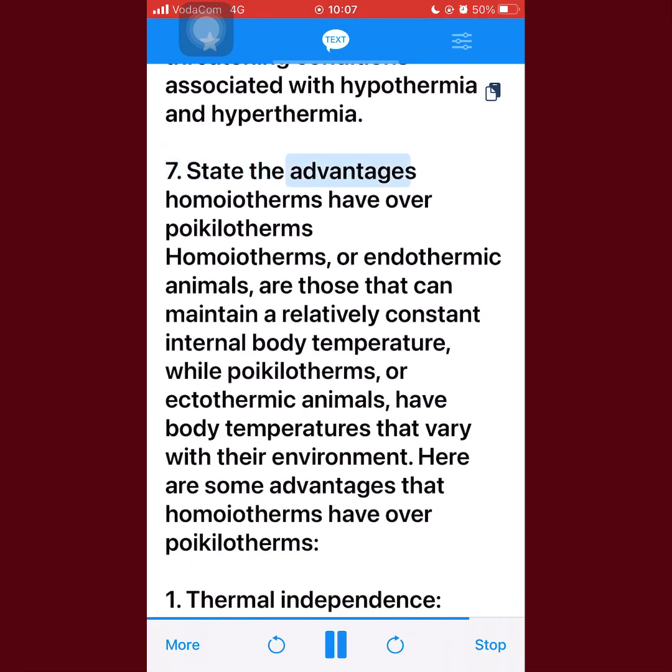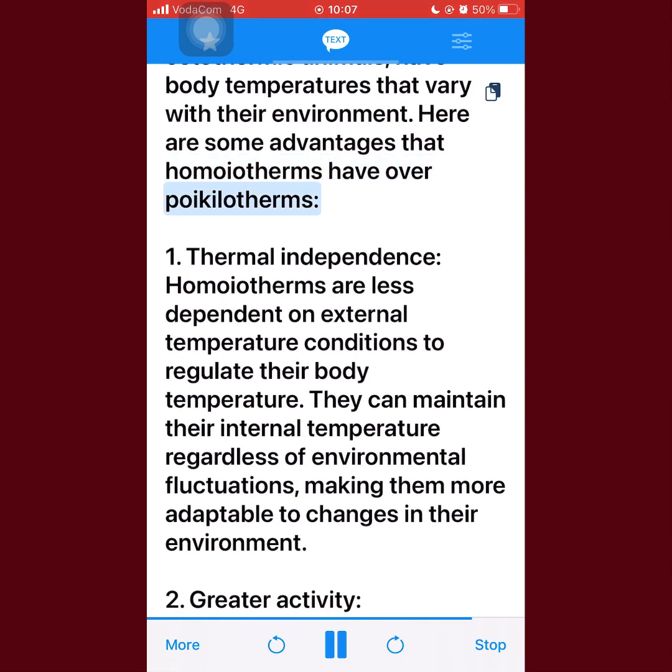7. State the advantages homoiotherms have over poikilotherms. Homoiotherms, or endothermic animals, are those that can maintain a relatively constant internal body temperature, while poikilotherms, or ectothermic animals, have body temperatures that vary with their environment. Here are some advantages that homoiotherms have over poikilotherms.